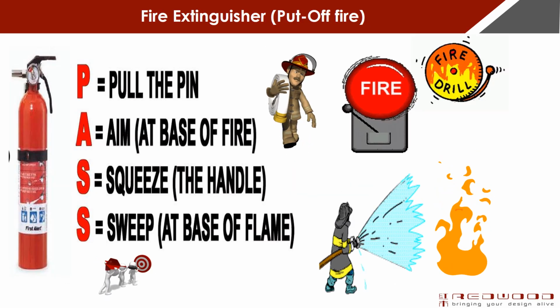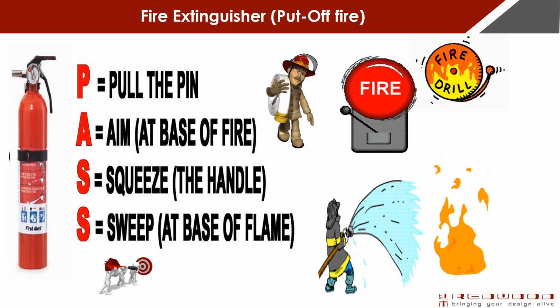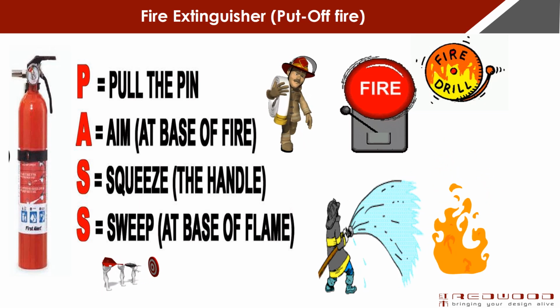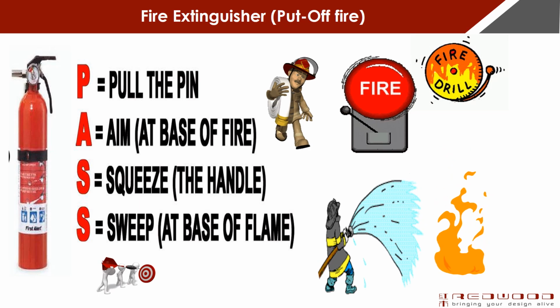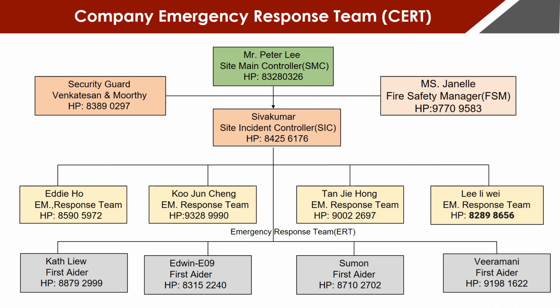Fire extinguisher steps, PASS method. 1. Pull the pin. 2. Aim at the base of the fire. 3. Squeeze the handle. 4. Sweep from side to side. Our company CERT members, for your reference.